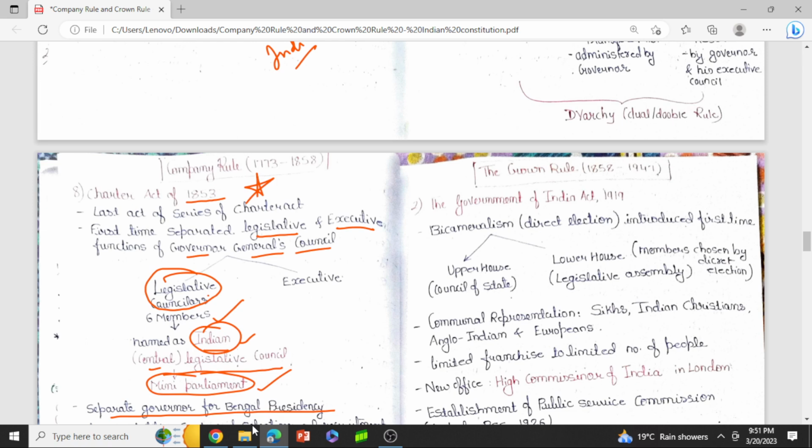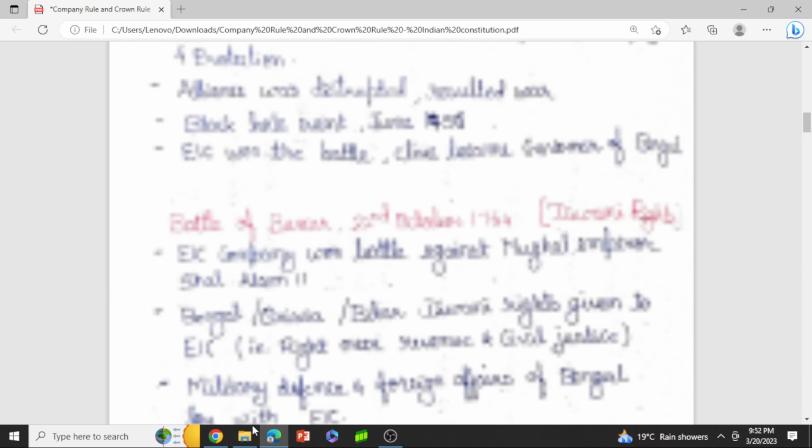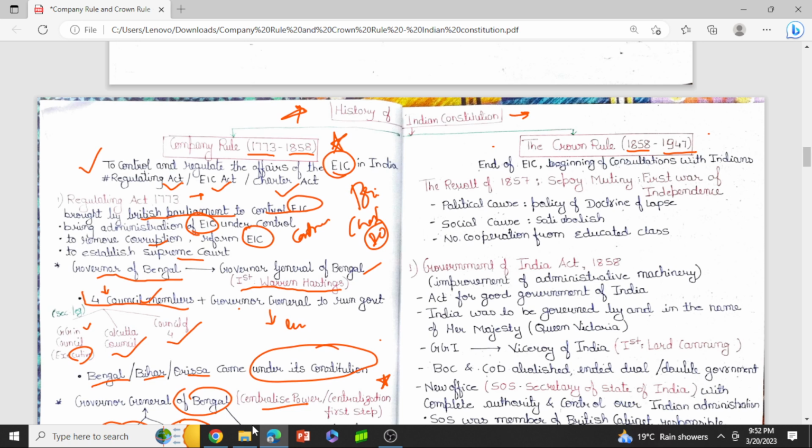In the next class, we would be actually starting the Crown Rule, right? Crown Rule is the rule from 1858, after 1857 when the first revolt or the first war of independence happened. So this we would be doing in our next session.